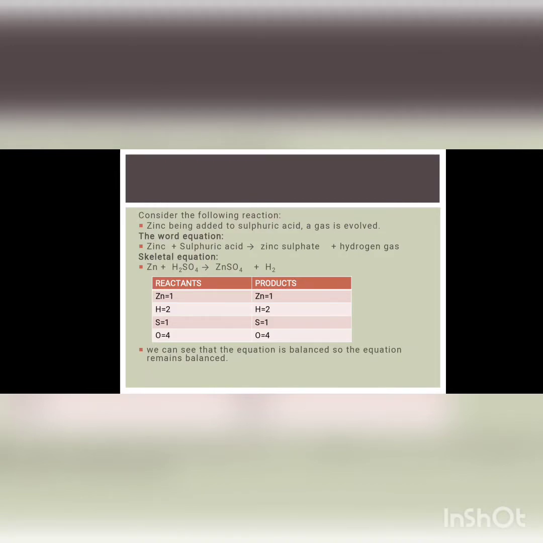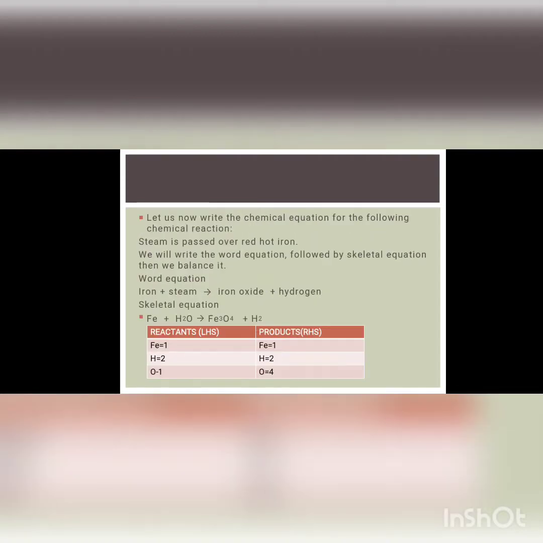Now we will write down the skeletal equation. Zn plus H2SO4 forming ZnSO4 plus H2. We will write down the number of reactants and products on both sides. We have seen that all of them are the same on both sides, hence the equation is balanced.